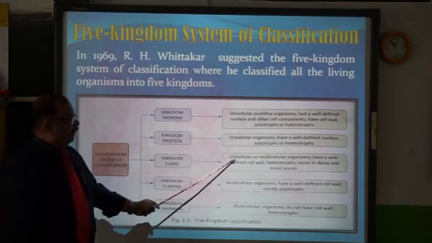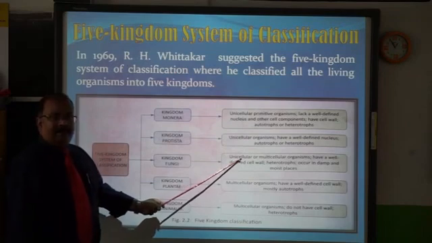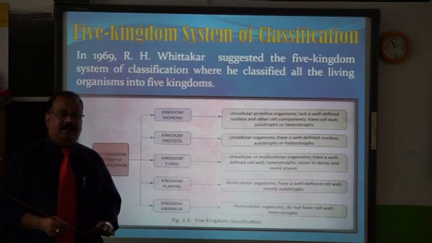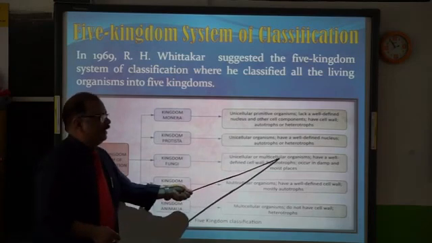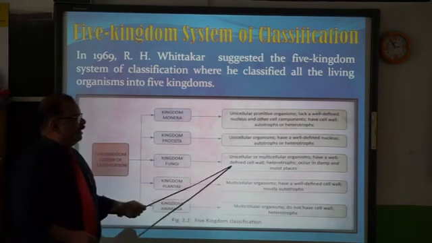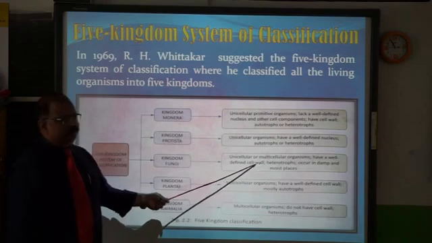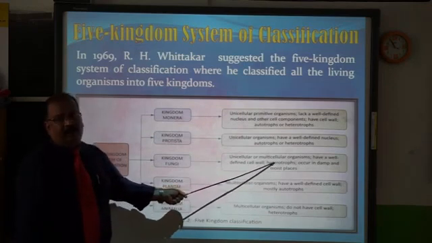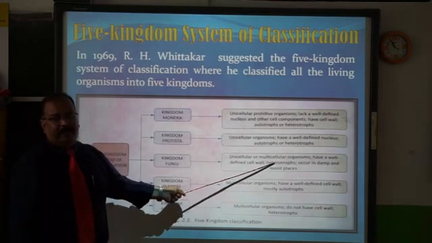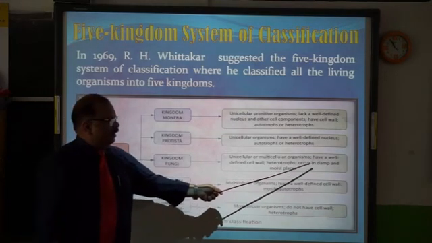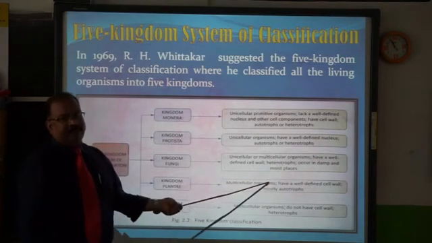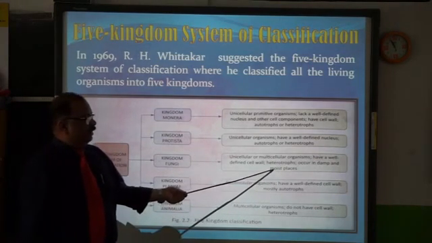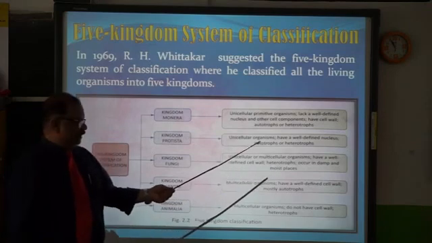Kingdom Fungi. This can be either unicellular, that means made up of one cell, or multicellular, many cells. They have a well-defined cell wall. They are heterotrophs. They cannot prepare their own food. They depend on others. They occur in damp and moist places. All the fungi you can see grow in damp and moist places.